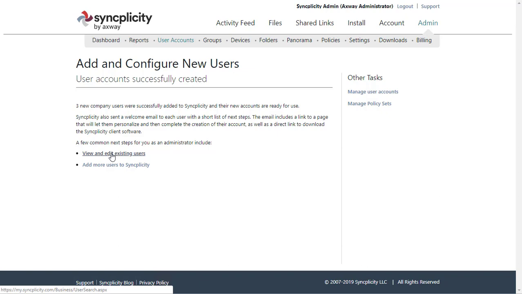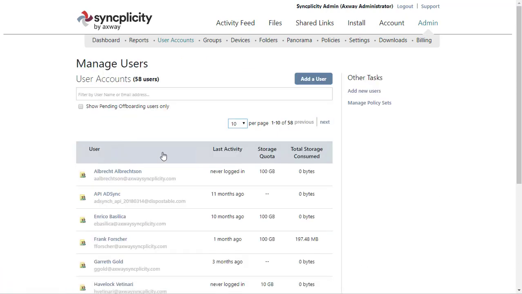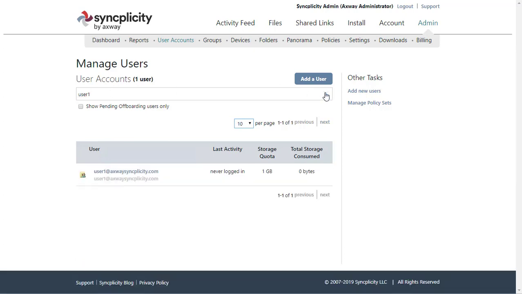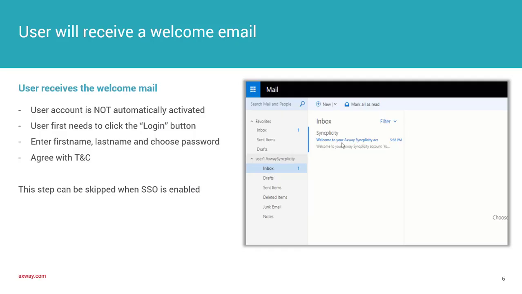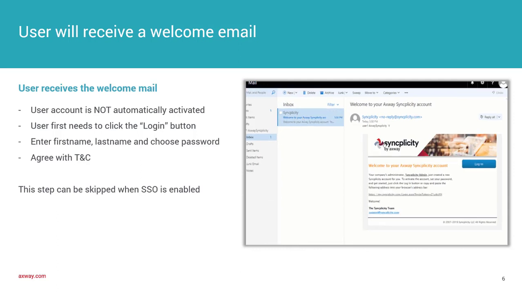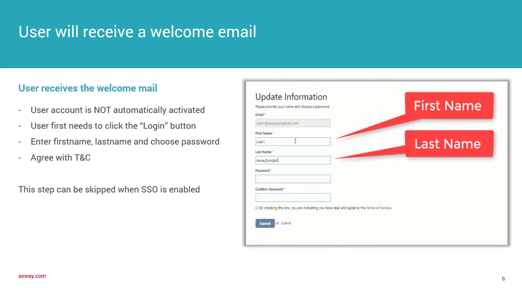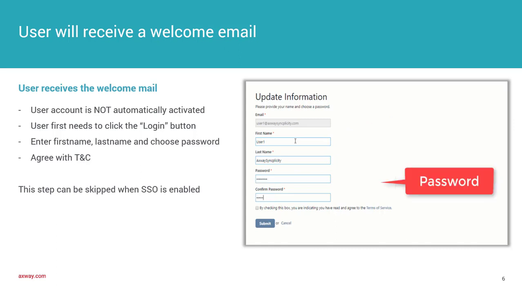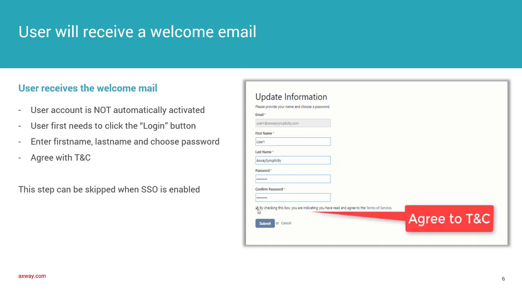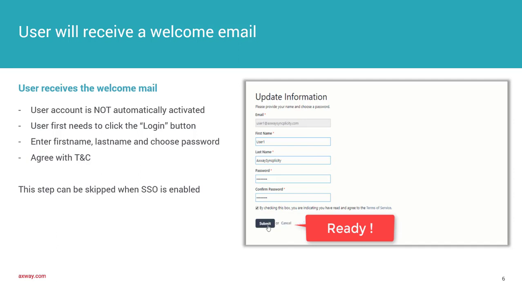Let's go back and navigate to the users that I added. And you see here, if I search, for example, for user 1, the user is created, has never logged in, and also the username, first name and last name have not been filled in. The user will receive an email with an activation link. Clicking on that link will ask the user to enter first name, last name, choose a password, agree with the terms and conditions, and the account is activated.